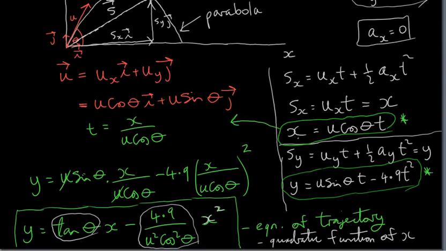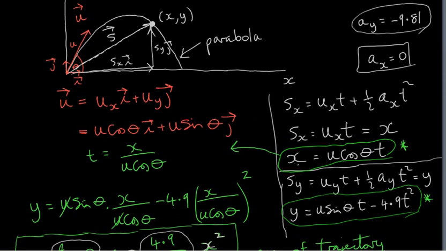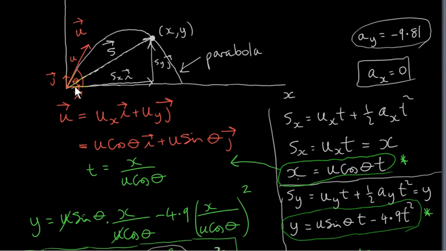Notice that the coefficient of x squared is negative. See this minus sign here. Everything else here is positive. 4.9 is positive. u squared is positive. Cos squared theta is positive. We have something squared here. So we find that the x squared term is negative. So you might know that if the x squared term is negative, we have an inverted U shape, an upside down U shape.